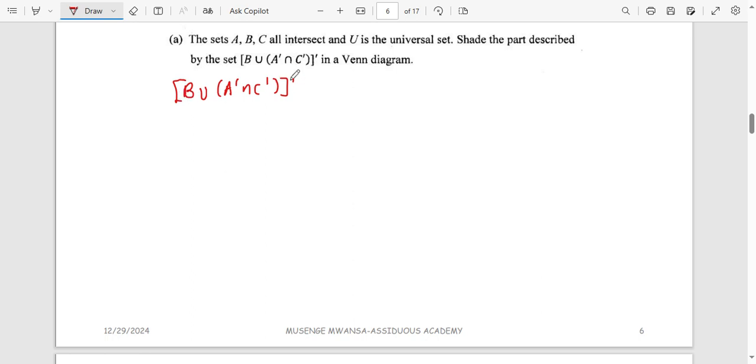I'll first start by distributing this complement that is outside, so that will become B complement. The sign here, remember, it changes. Then we are going to have A complement intersection C complement, and then this complement will also come here. I'll now distribute this complement to what is inside. So it becomes B complement intersection. A is going to have two complements, so the complements cancel each other. The sign, remember, changes to union. C will also have two complements. The complements cancel each other, so it will just be C. So this is it. Now we can shade.